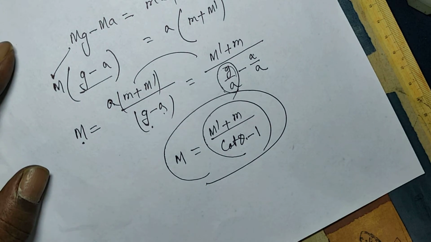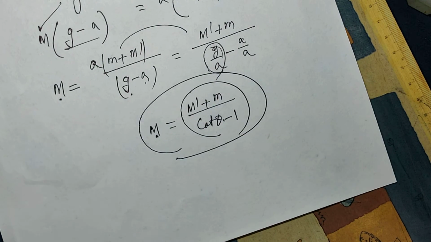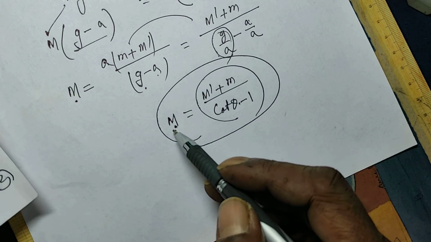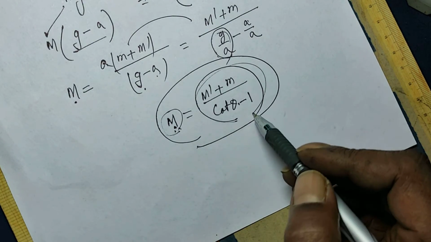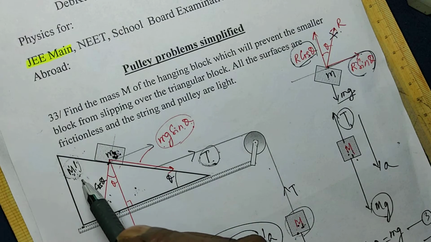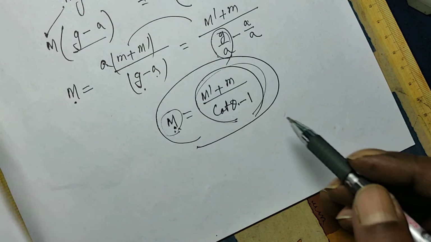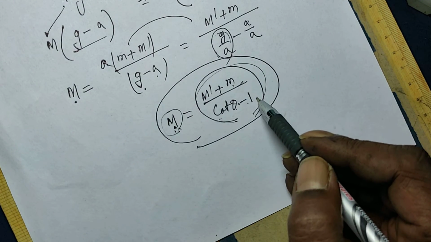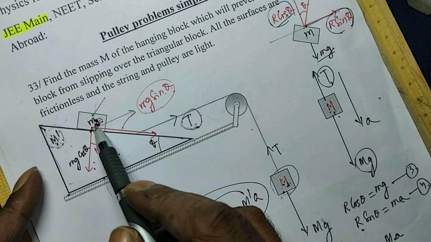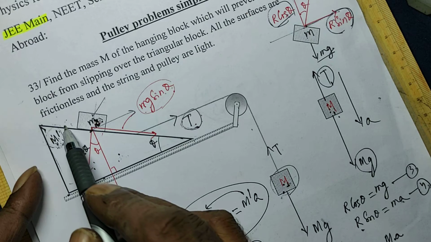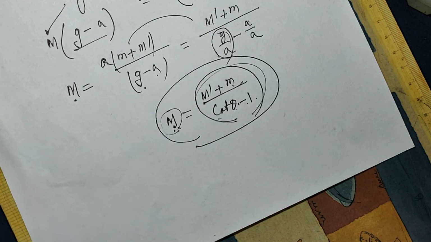So under this condition, if the value of this m is like this, means the sum of the mass of this vase plus the mass of this block over cotangent theta minus 1, then this small block having mass small m will not slip over the mass m dash, right?